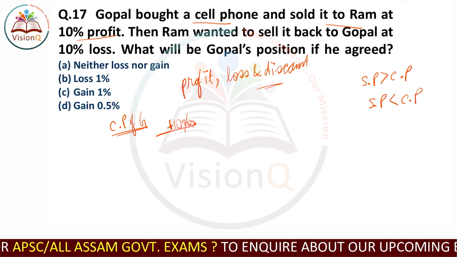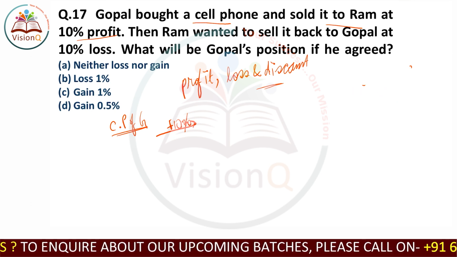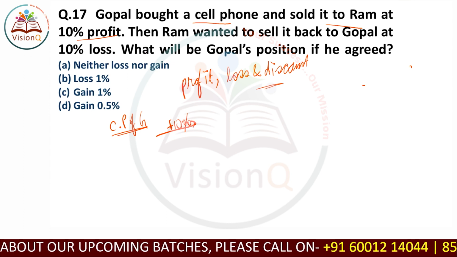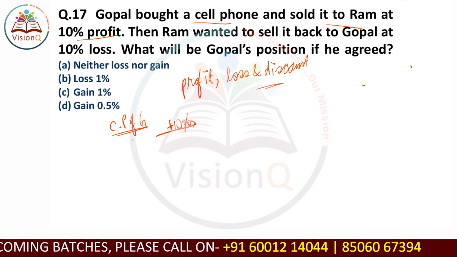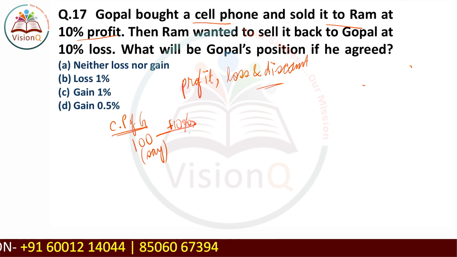So the CP of Gopal, we don't know the cost price of Gopal. So let me assume that Gopal purchased this phone for 100 rupees. Suppose. And Gopal sold it to Ram. That means this becomes the selling price of Gopal.